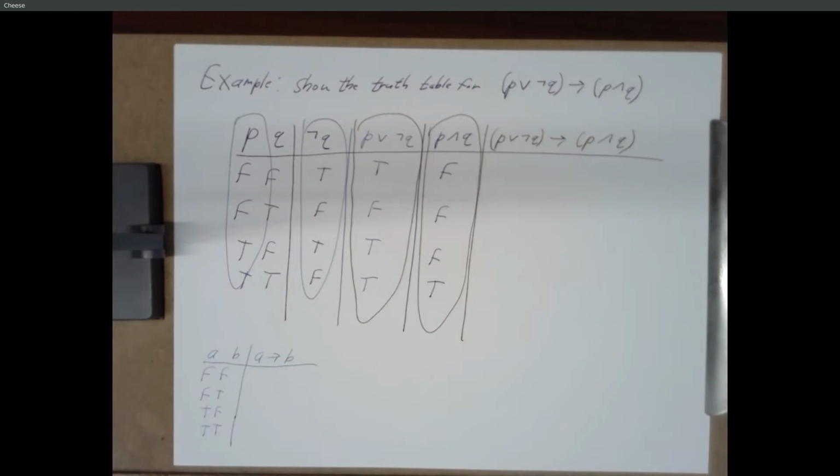So what's the rule for implication? When is A implies B true? Or when is it false? When they're both true or false. Say again? When they're both true or false. When they're both true or false, it is true, right?